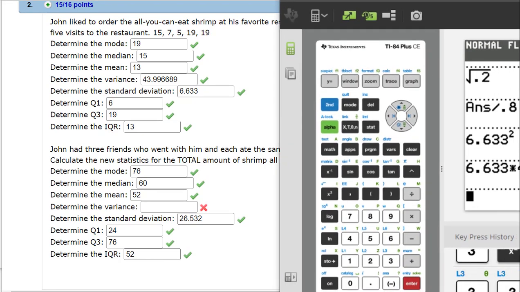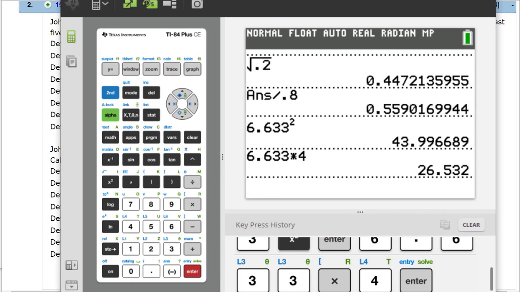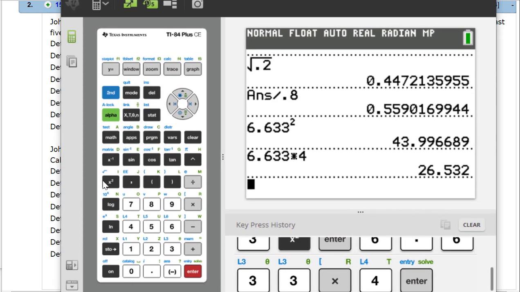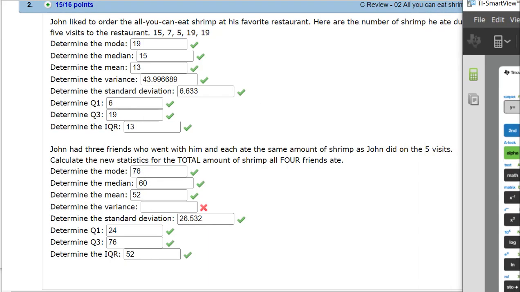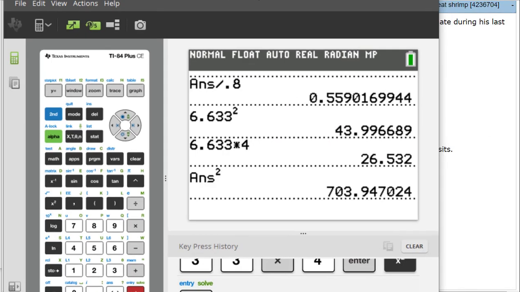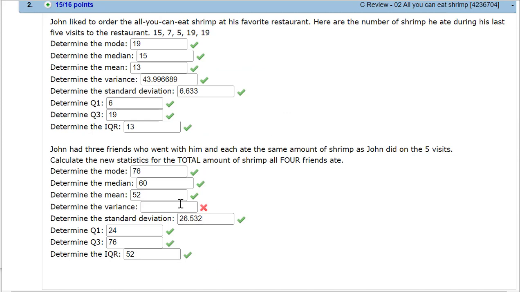Well, what I'm going to do is I have to square that 26.532. So I'm going to hit squared, enter, and I get 703.947. So I'm going to type that number in here, 703.947. It's fine to have plenty of decimals. Now, if you multiply this, about 44, by 4, you're not going to get 703.947.